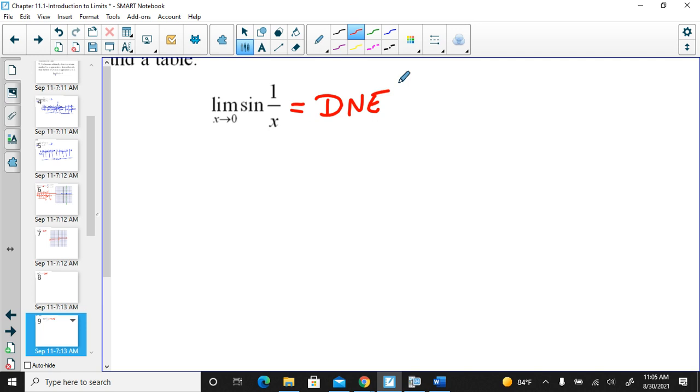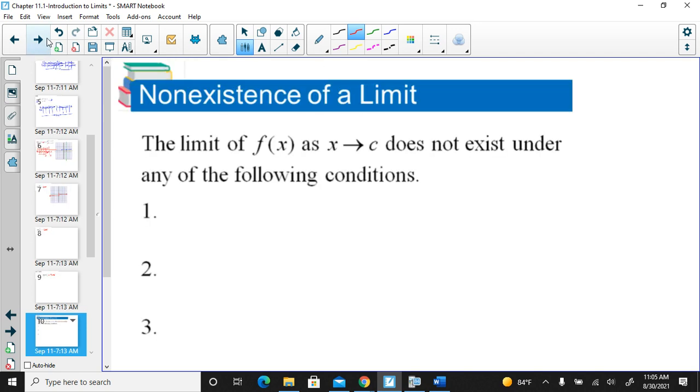So the way to determine if it does not exist is if it's bouncing everywhere and it doesn't look like it's settling. That's one of the cases when a limit does not exist. In fact, we've already talked about all of them. We just did examples of all three. So the limit of f of x as x approaches c does not exist under any of the following conditions.